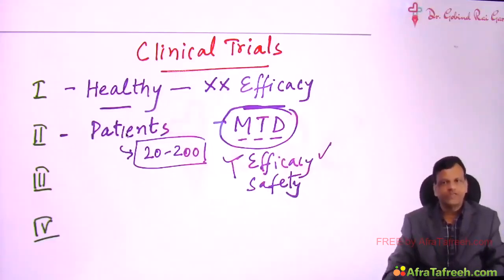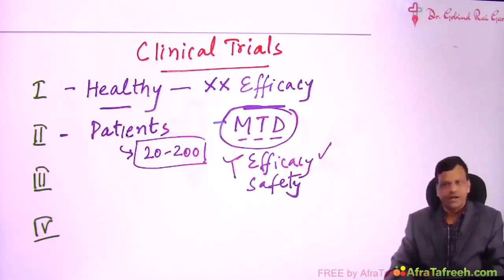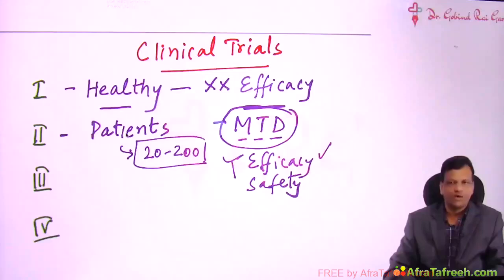Now if a drug is found to be safe and efficacious in phase 2 clinical trials, can we now sell the drug? The answer is still no. The reason? We have tested the drug only in 100 to 200 people. It is just giving a hint of efficacy, but we are not 100% sure that it will be effective.